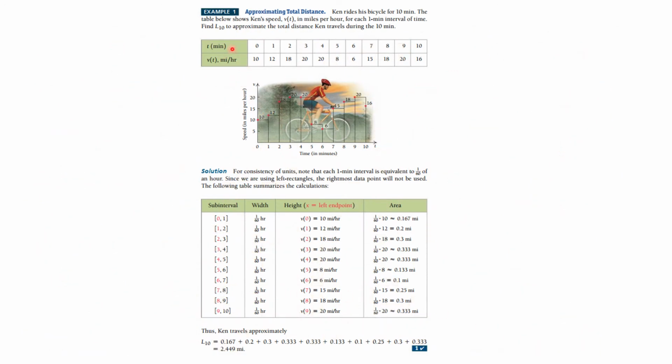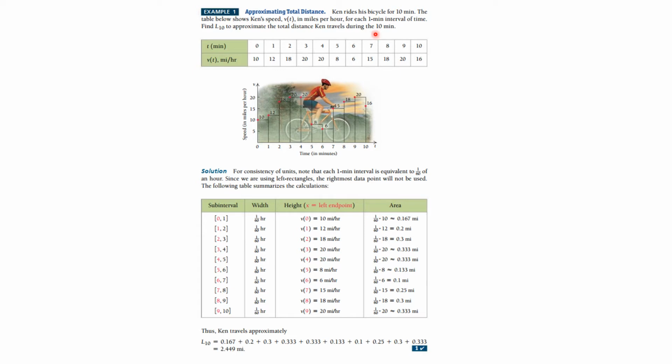Okay, so let's talk about using this for a problem. Here you have Ken, who rides his bicycle for 10 minutes, and the table below shows his speed, v of t, in miles per hour. This table just gives you some points. This is t, this is v of t. Now t is in minutes, it's important to realize that, and v of t is in miles per hour.